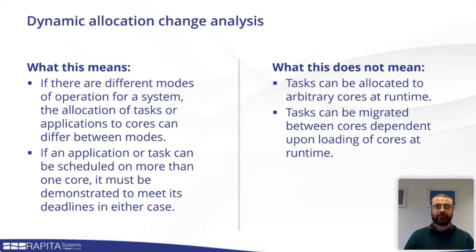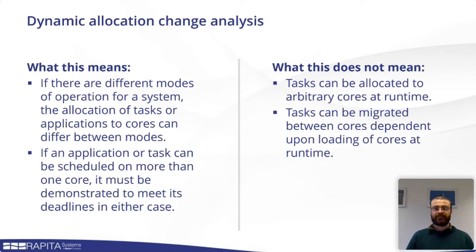Just to be very clear on what this change does not mean. This doesn't mean that I can dynamically choose at runtime to say, I'm going to put this task on core number N. It needs to be something which is in some sense deterministic. And this is very clear in the AMC. The other thing that it is very clear that it does not mean is that we can migrate tasks between cores depending on loading of cores at runtime.